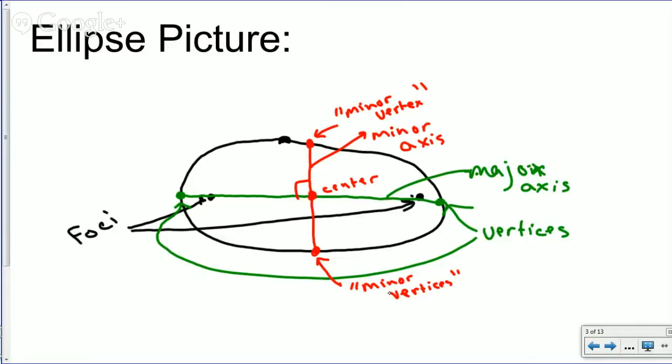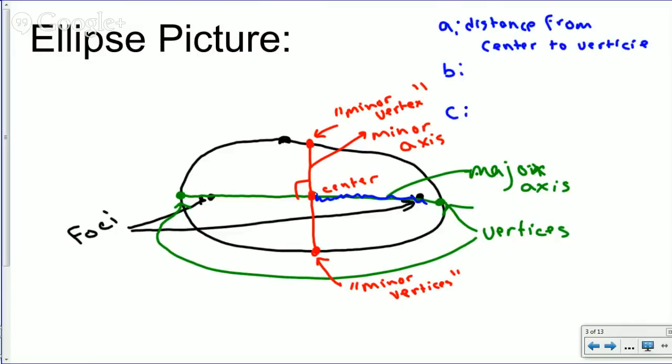All right, so now with this ellipse, we've got some important distances that we want to know. And we'll label those A, B, and C. A is the distance from center to vertex. So from the center out here to the vertex.